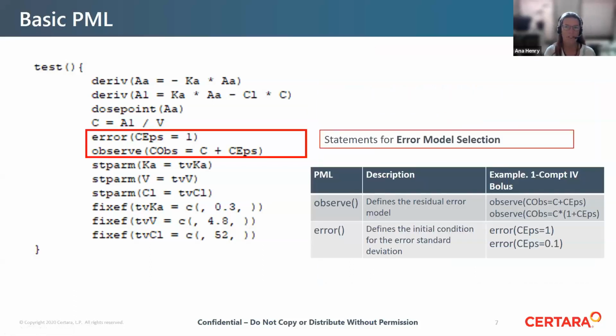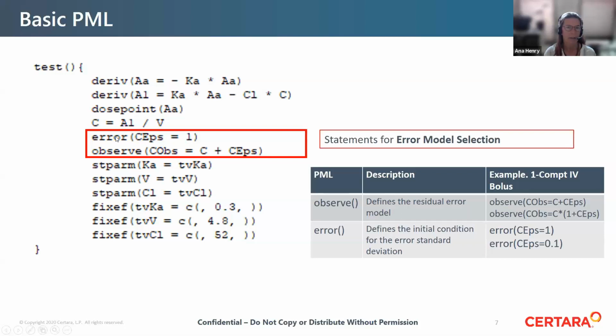Then we have some statements for the error model selection. The most important here is the observe statement. The way that you would read this, which defines your residual error model, is to say that whatever I'm observing, my concentration in my file, is going to be equal to whatever the model, the C right here, is estimating plus some error. So this is noise in your model. The way this is written is as an additive error model, so it's just C plus these CEps.